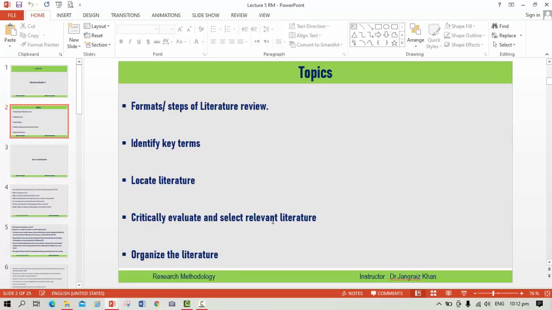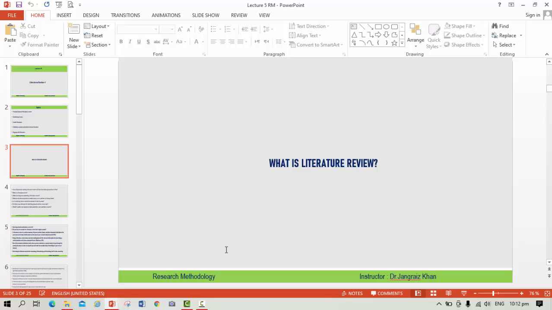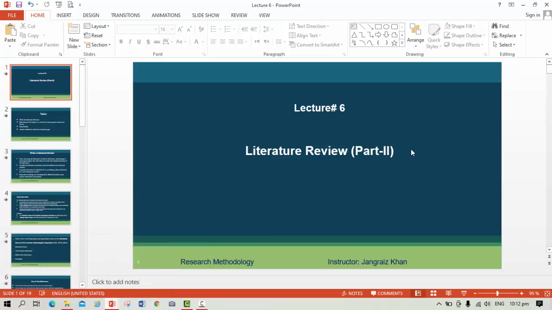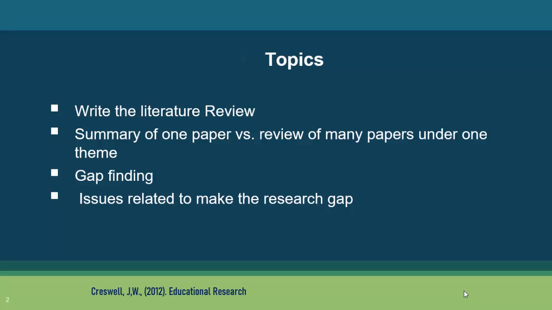Once we select the relevant literature, then we organize it, and as we discussed in lecture number 5, we can organize the literature in different ways. It can be by headings, subheadings, by the authors, alphabetical order, etc. So today's lecture is in continuation of those steps, in which the last step is how to write the literature review. We will also discuss the summary of one paper versus the review of many papers under one theme, gap finding, and issues related to making the research gap.